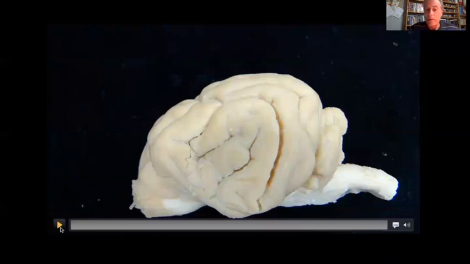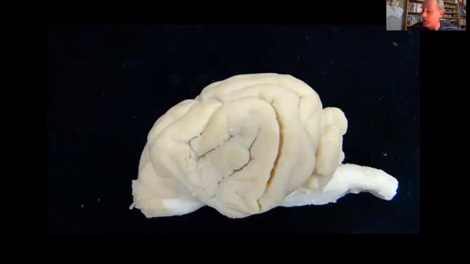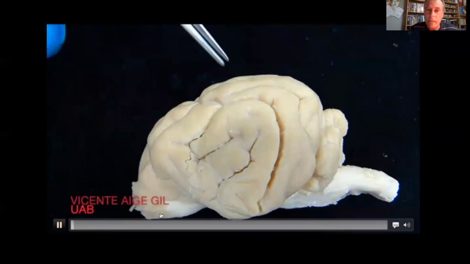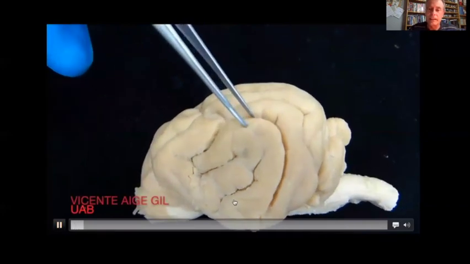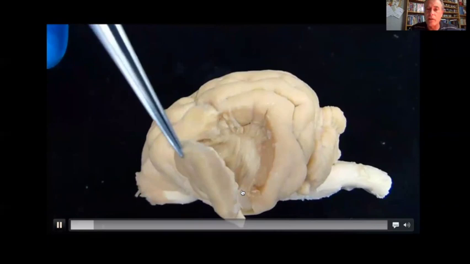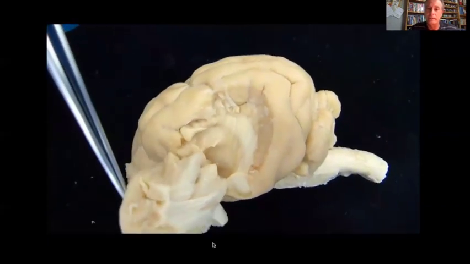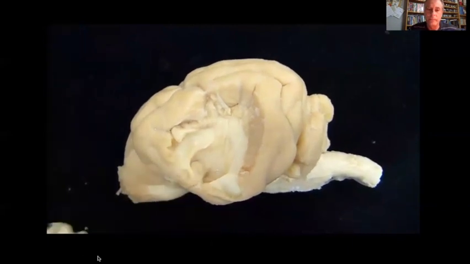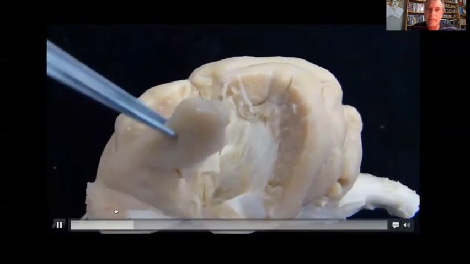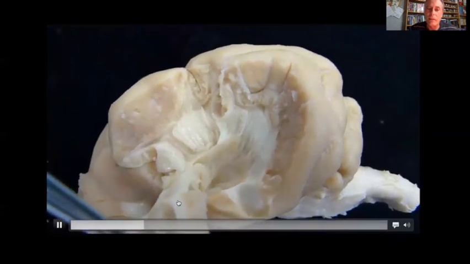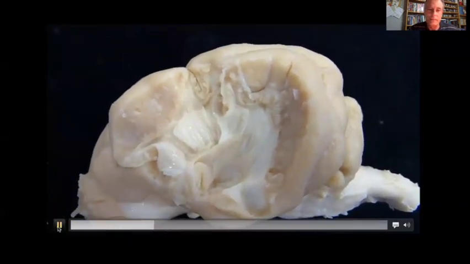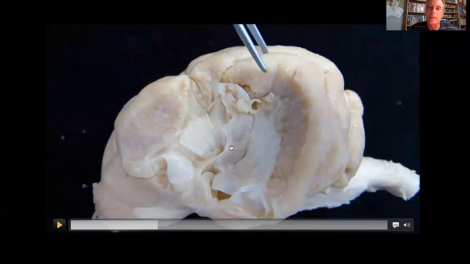So now we are performing a dissection with the technique of fiber dissection. We remove part of the neocortex, the sylvian gyrus, suprasylvian gyrus, and we identify all these fibers that form the internal capsule. Okay, we keep removing cortex and white matter. And we discover the superior longitudinal fasciculus here, these fibers that connect the occipital cortex with the frontal cortex.